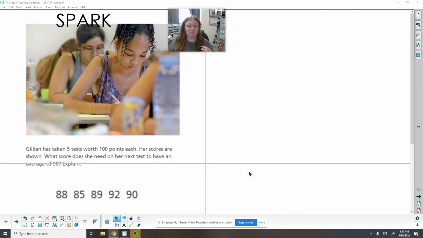this problem. So this tells me that Jillian has taken 5 tests and they were each worth 100 points. Her scores are shown below. What score does she need on her next test to have an average of 90?